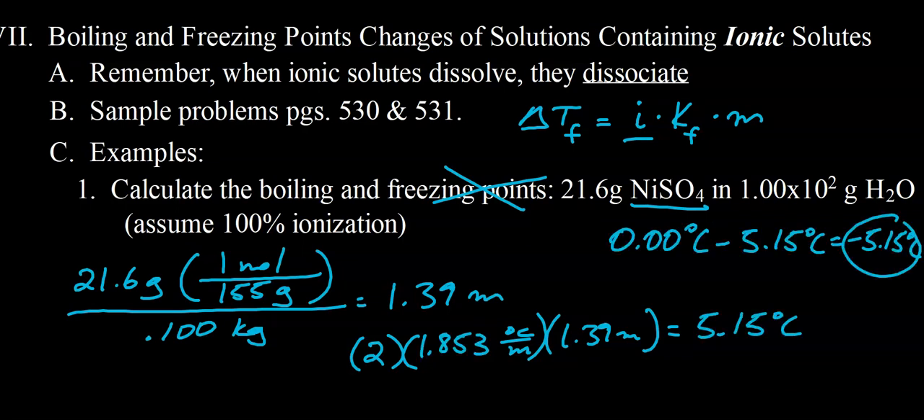So again, the van 't Hoff factor is 2. Plug in our Kf, our solvent. We get a freezing point depression of 5.15 degrees Celsius. Subtract that from the normal freezing point of water. We get negative 5.15 degrees Celsius for the freezing point.